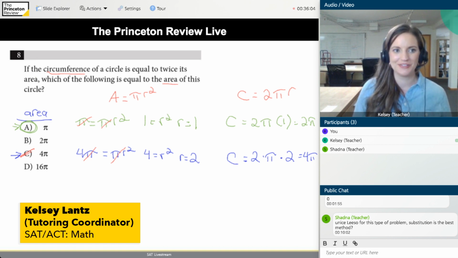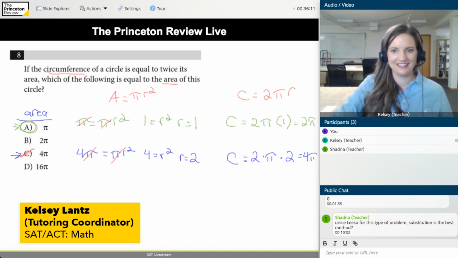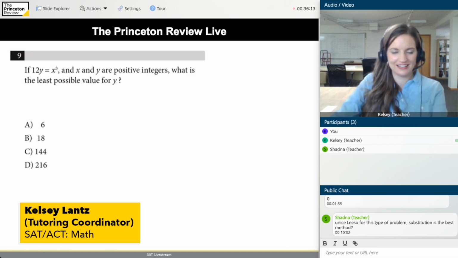Okay, so if there's no questions here on number 8, we've got another one to try out together. Let's see. So number 9 reads, if 12y is equal to x cubed and x and y are positive integers, what is the least possible value for y?